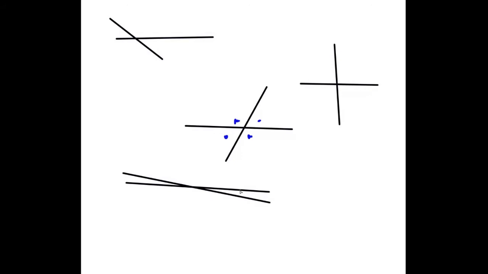The property of vertical angles is that they are congruent to each other. So if this were 60, this is also 60. If this were 40, this would also be 40. It would be the same with all of these, even if they're perpendicular and at 90 degrees. If we had these two at 90 degrees, they're obviously congruent to each other. So these are all vertical angles.